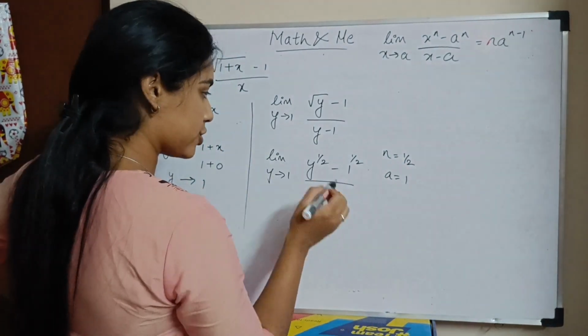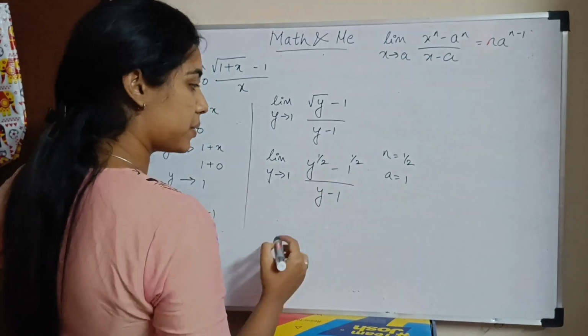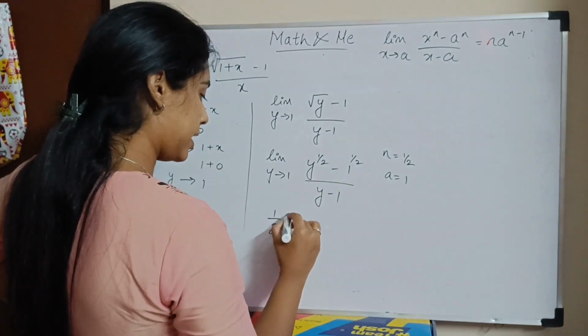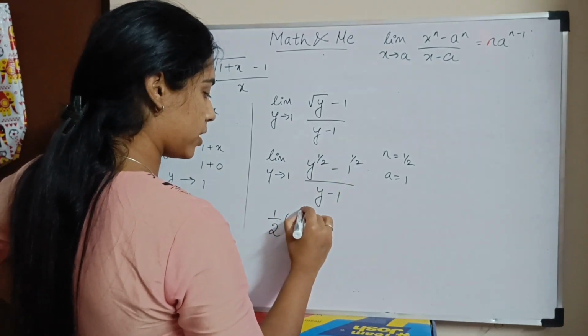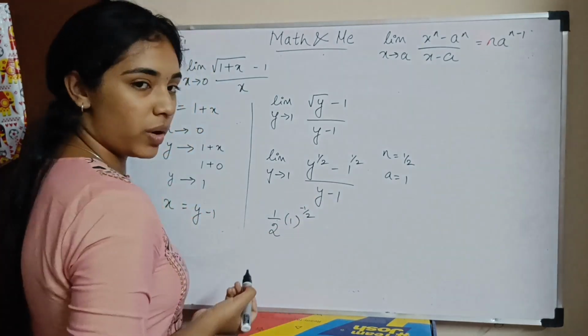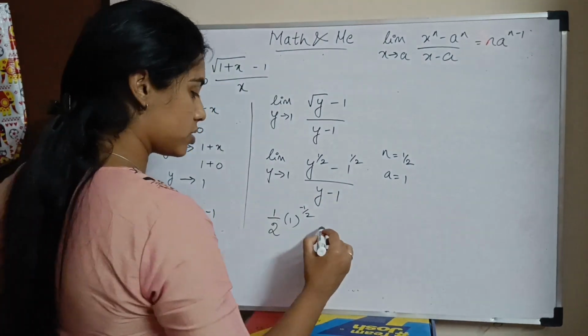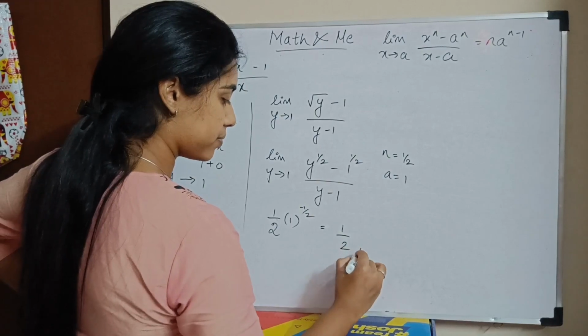So what do you get when you apply the limit? What do you get? N a to the n minus 1. So what do you get? Half. 1 to the any number will give you 1. So what is the final answer? It's 1 by 2.